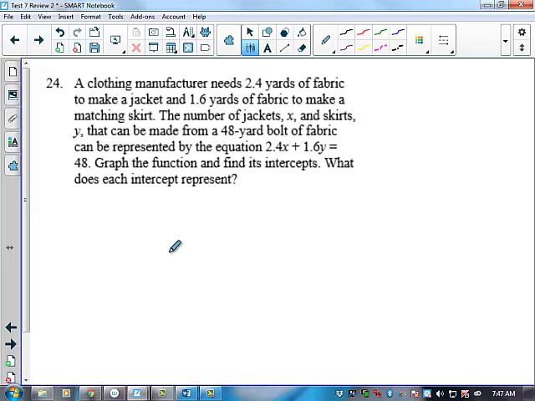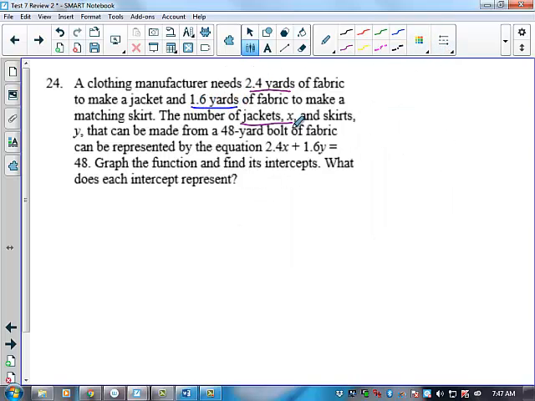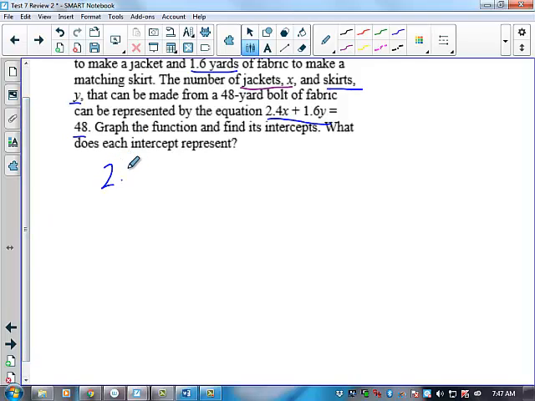A clothing manufacturer needs 2.4 yards of fabric to make a jacket and 1.6 yards of fabric to make a matching skirt. The number of jackets, x, and skirts, y, can be made from a 48-yard bolt of fabric. That can be represented by this equation. Graph the function and find its intercepts. What does each intercept represent? So they give us the equation, 2.4x, that's a decimal, 2.4x plus 1.6y equals 48.